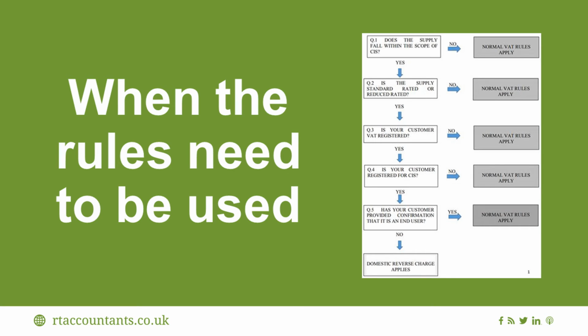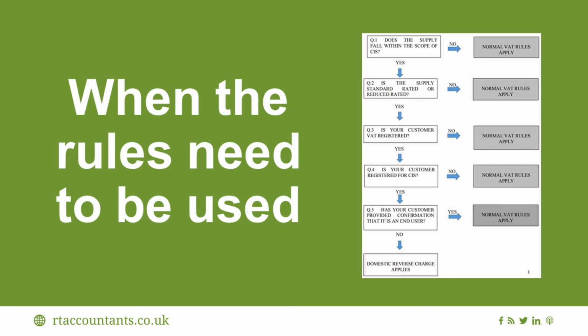Question 5. Has your customer provided confirmation that it is an end user? End users are consumers or final customers of building and construction services. They're usually businesses that are registered for CIS but don't make onward supplies of construction services. The reverse charge doesn't apply to end users or intermediary suppliers linked to them.